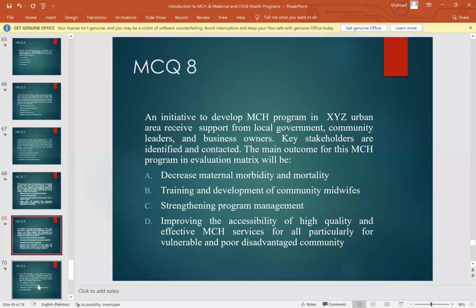An initiative to develop MCH program in XYZ urban area receives support from local government, community leaders, and business owners. Key stakeholders are identified and contacted. The main outcome for this MCH program is evaluation metrics will be decrease maternal morbidity and mortality, training and development of community midwives, strengthening program management, improving the accessibility of high quality and effective MCH services for all, particularly for vulnerable and poor disadvantaged community. D is the correct answer in this scenario.